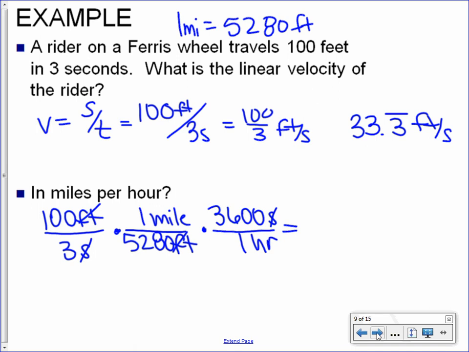Anybody have something for me? 22.7 miles per hour. How do you feel about that Ferris wheel? I feel like that's fast. I don't know if I would enjoy that up in the air. Does that seem fast to anybody else? No, not fast. I feel like for a Ferris wheel where you're not strapped in, I think that's fast, but maybe I'm a weenie.